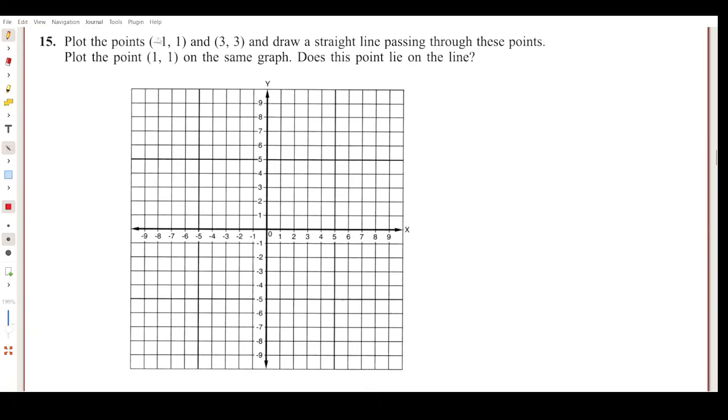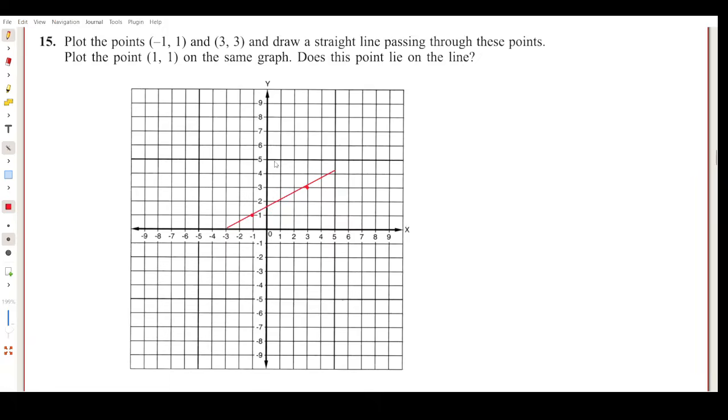Fifteenth one, plot the point and draw a straight line passing through these points. Again, plot the point 1 comma 1 on the same graph. Does this point lie on the same line? Okay, first we'll just check minus 1 comma 1, and 3 comma 3. So now we can just join this.